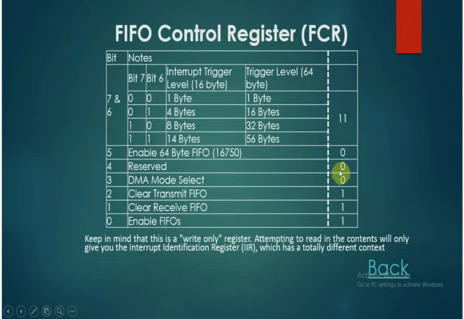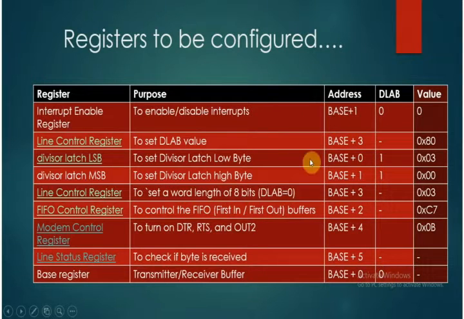Next is a reserved bit, so make it 0. We don't want DMA mode, so make it 0. We want to clear transmit and receive FIFO before data transfer, so make bit 2 and bit 1 equal to 1. To be able to transmit and receive through FIFO, we should make bit 0 equal to 1. So the FIFO control register becomes 11000111, that is C7. That's why we have C7 here.